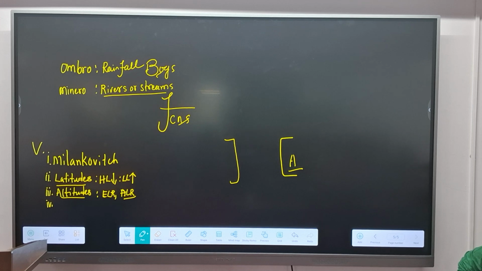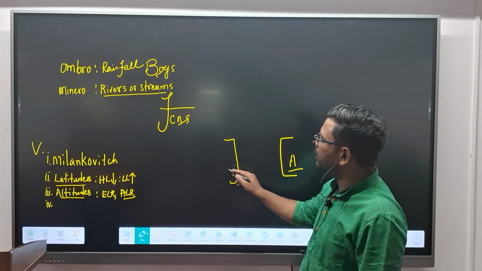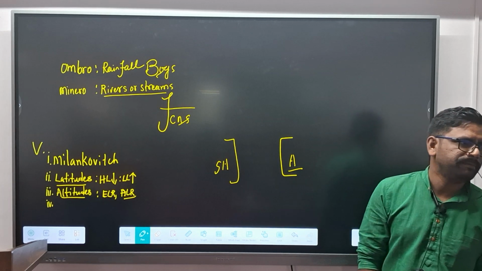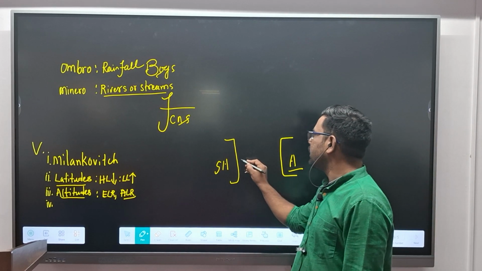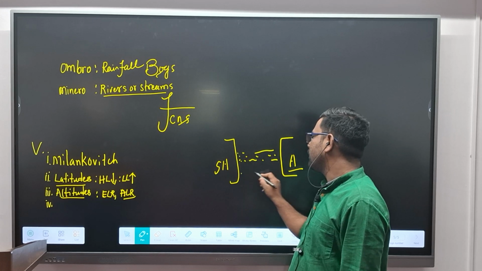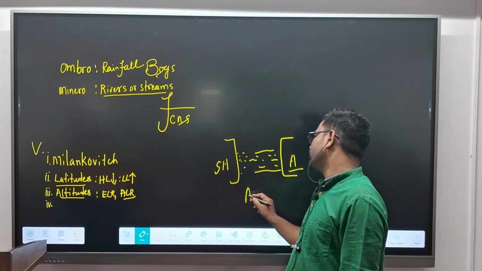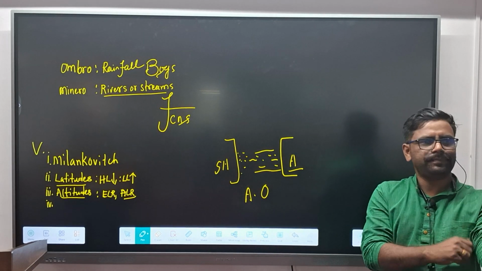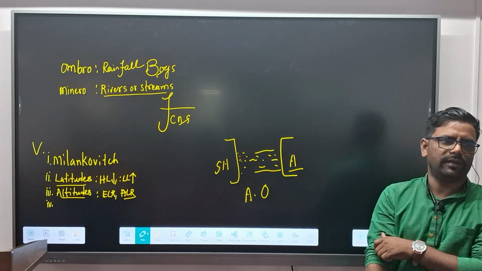One is Milankovitch, then latitudes and altitudes, and now we are discussing Africa. And now we can write South America. What is it? South America. And in between, it is water, the Atlantic Ocean. Did you see the Atlantic Ocean?